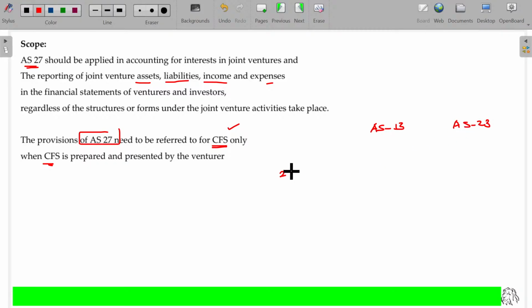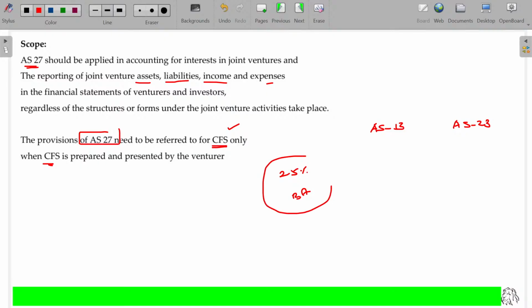If you invest 25% in a company, then that will be called an associate. If you invest more than 50%, then it is a subsidiary company. If you have invested anywhere between 20 to 50%, then it is called an associate. You have the influencing right over there.